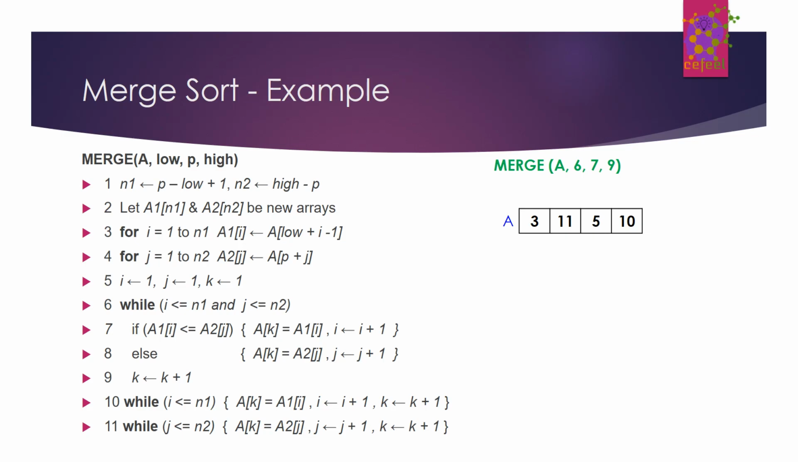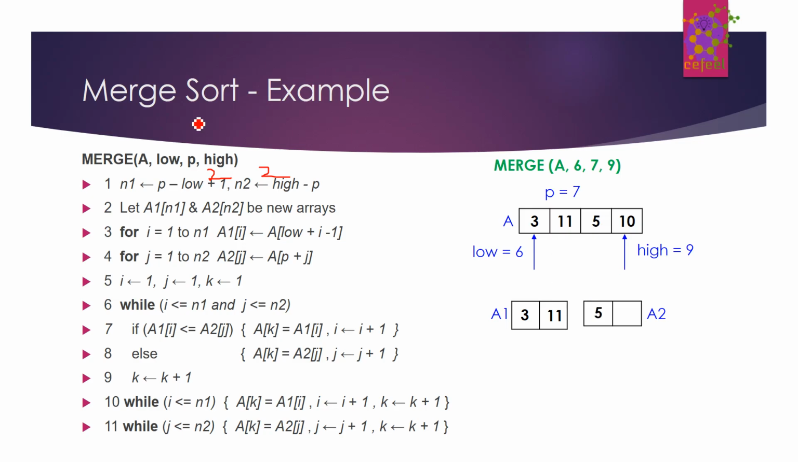Now in this case we have 2 and 2 elements in each partition. So low is 6, high is 9 and P is 7. If we calculate the value, N1 will become 2 and N2 will become 2, which means we have 2 sub arrays of size 2 that need to be merged. The first step is to have A1 and A2 of size 2, 2, and then copy the elements: copy 3, 11, and then copy 5 and 10.